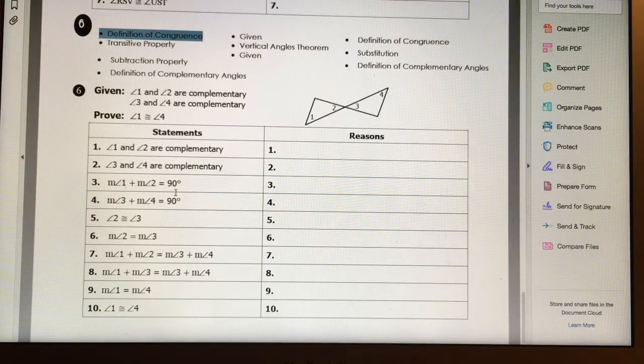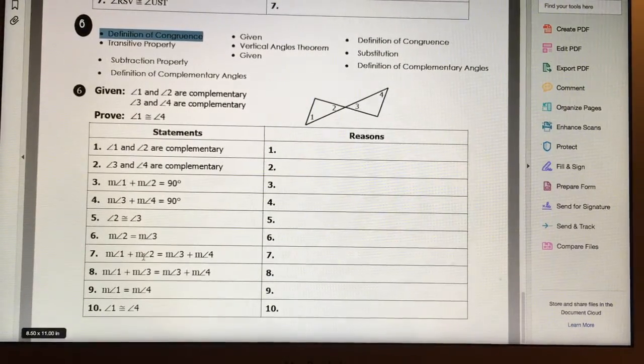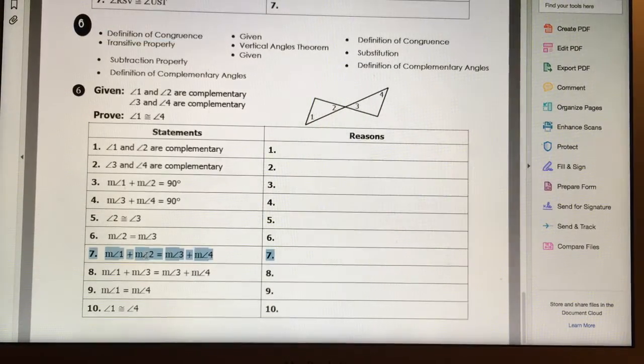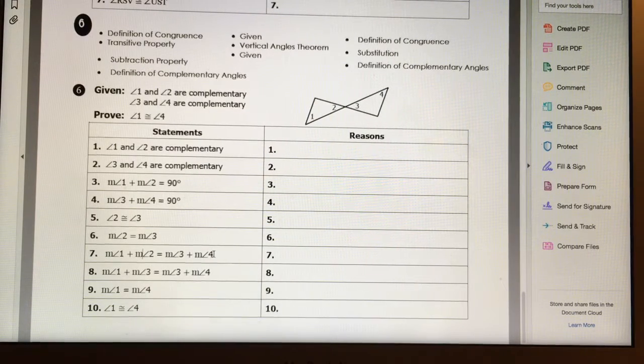All right, now for number 7. The measure of angle 1 plus the measure of angle 2 is equal to the measure of angle 3 plus the measure of angle 4. Where did that come from?